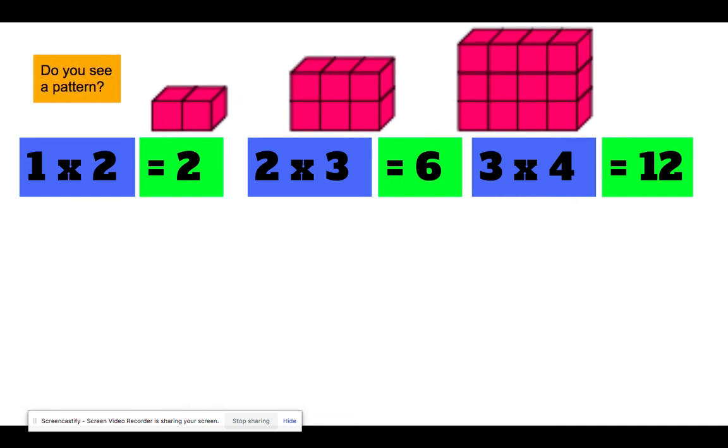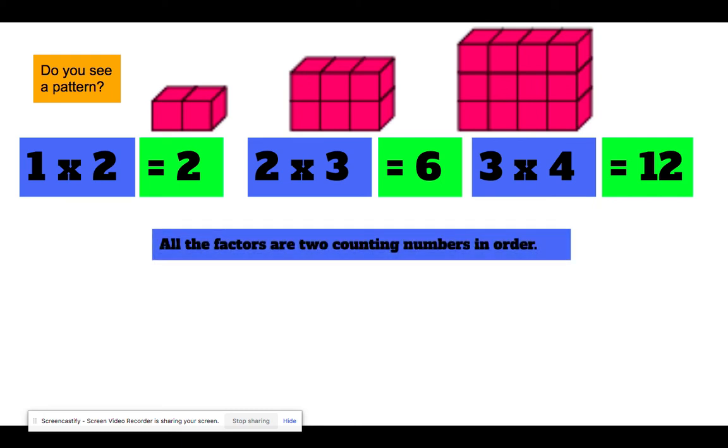So do you see a pattern? So let's talk about that. All the factors, so these factors here, like 1 times 2, 2 times 3, 3 times 4, are two counting numbers in order. So here we go. If we started counting, we'd go 1, 2, 3, right? So for every array, we just count 1, 2, 3. And then the next factor is the next counting number. So that's why we go 1 times 2, 2 times 3, 3 times 4.